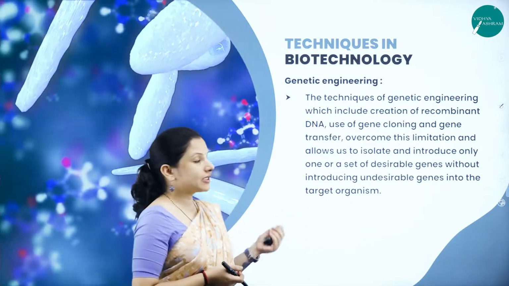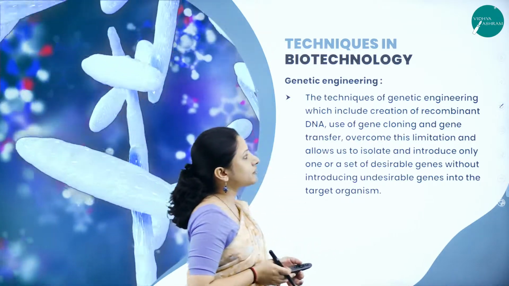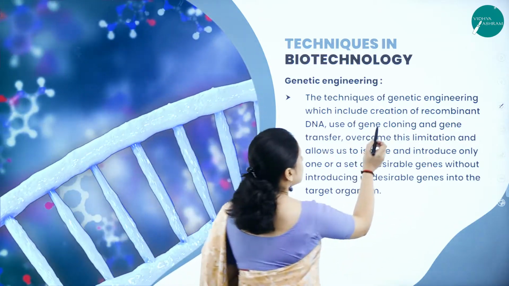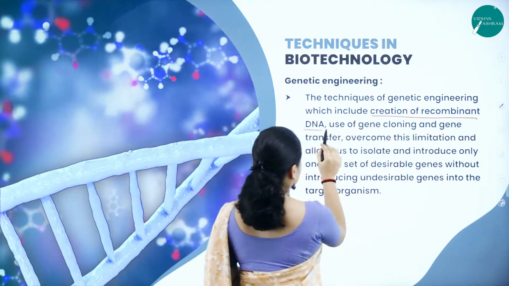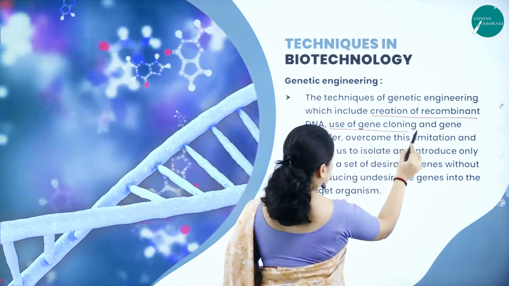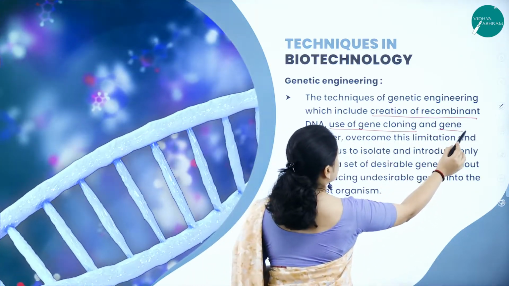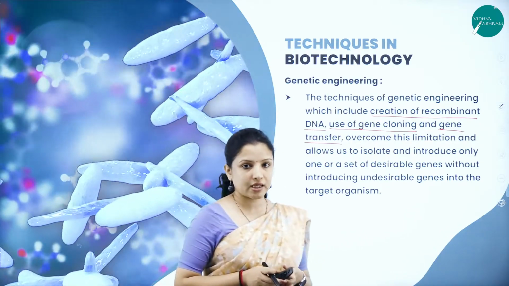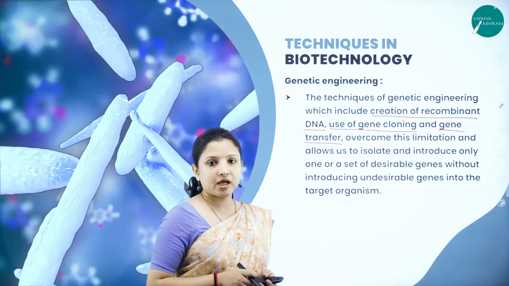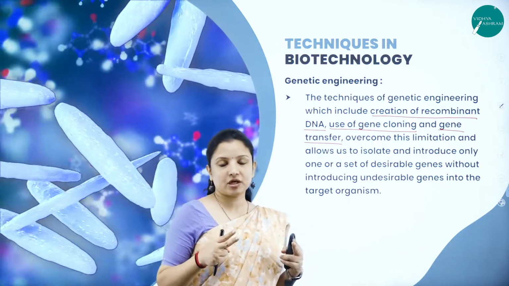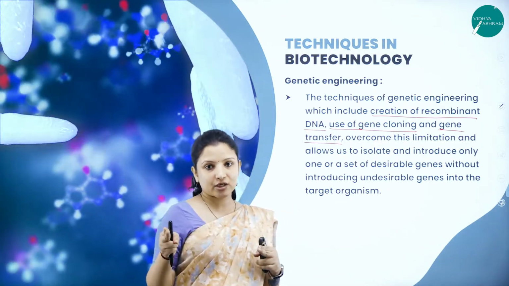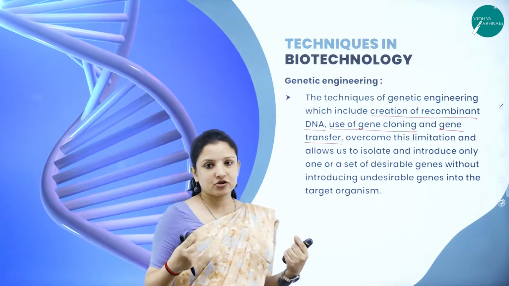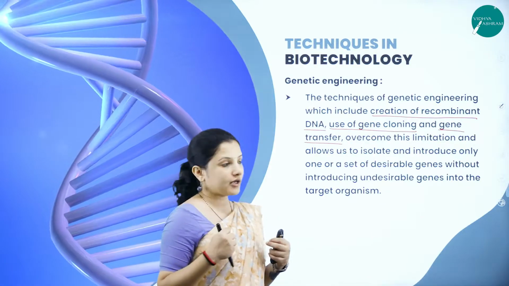Talking about genetic engineering in detail, the techniques of genetic engineering involve various procedures. One is creation of recombinant DNA. The other is the use of gene cloning, and then it is gene transfer. Under creation of recombinant DNA, usually various enzymes are used wherein the different DNA strands are cut and ligated, or joined, to form one stretch of DNA having the desired genes of our interest.